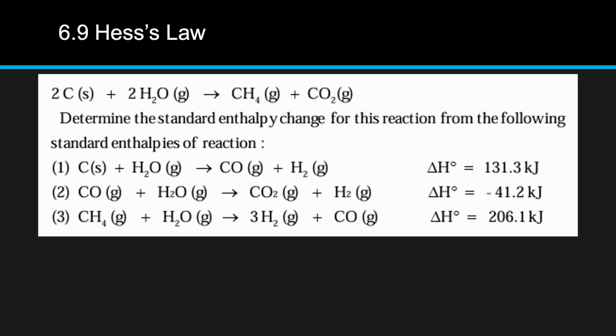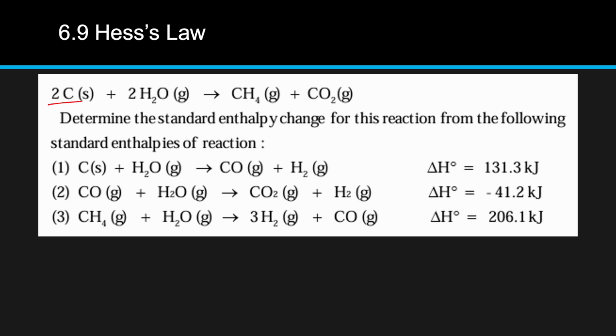So let's do an example of that. We are looking for that top equation there, but we are given our standard enthalpy changes for reactions 1, 2, and 3 below. So we're going to try to match that top one. I like to start in order. It's kind of up to you how you want to do it.